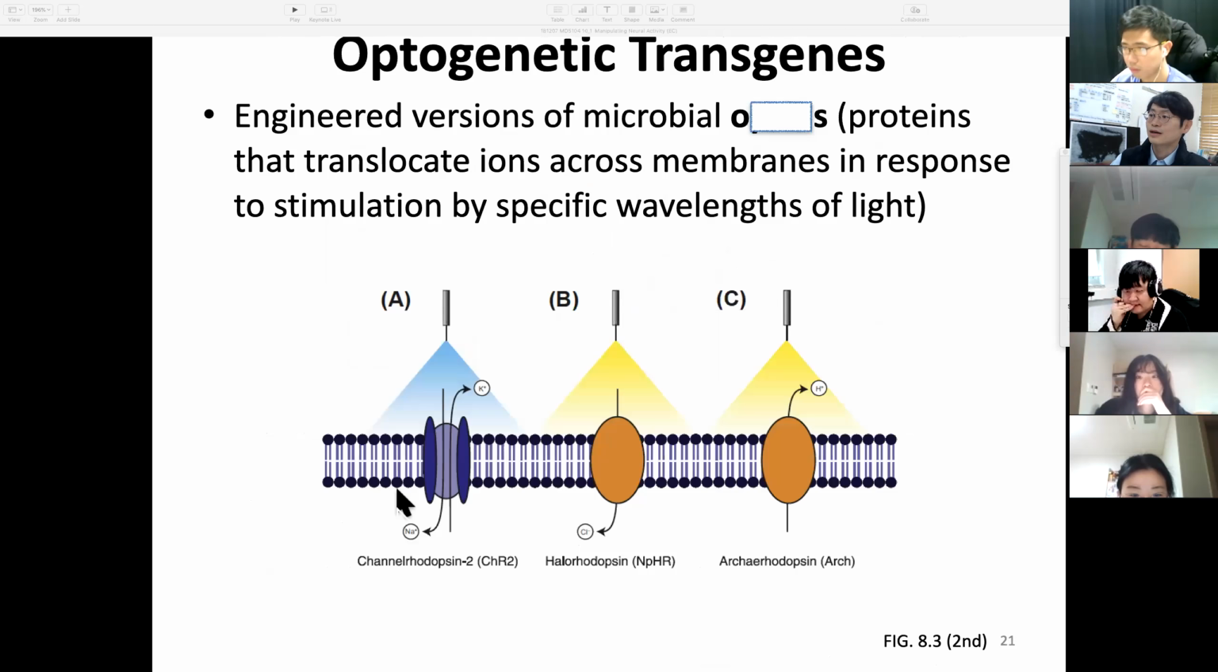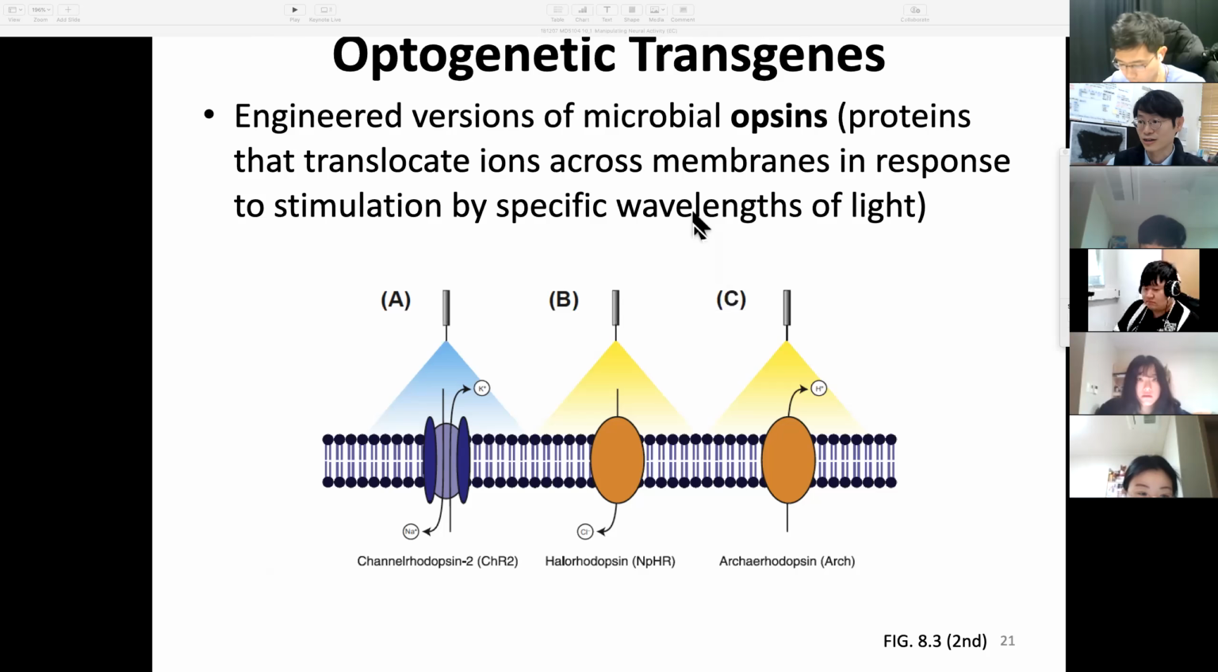So what kind of toolkits are available as optogenetic transgenes? You use an engineered version of microbial opsin. Opsin, you remember, like your retina has rhodopsin, that's an opsin. That's a protein that translocates ions across the membrane in response to stimulation by a specific wavelength of light. In fact, those lights turn out to be in the visible light range, because we all evolved together in this sunny Earth condition. All right, so there are 3 things I want to introduce.